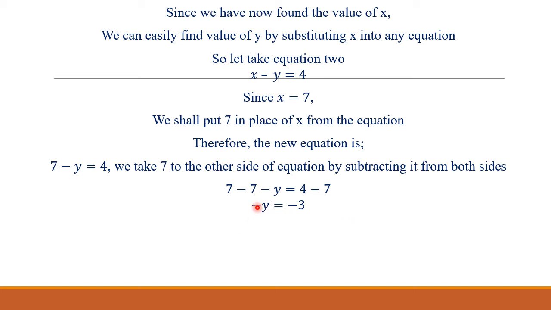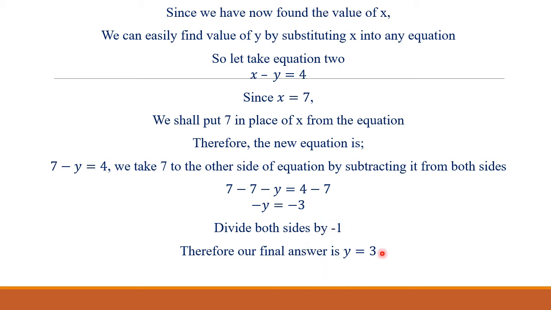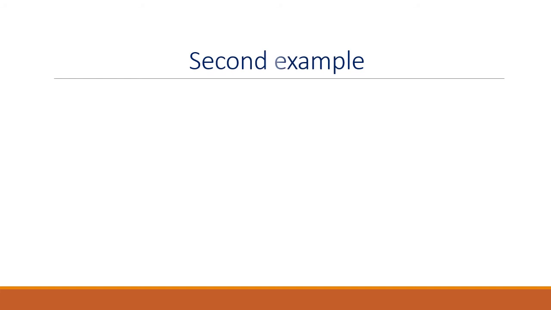Basically we have negative y is equal to negative 3, but negative is common on both sides, so we divide both sides by negative 1. Negative y all over negative 1, negative and negative cancel, so you remain with y. Negative 3 divided by negative 1, negative and negative cancel, and you remain with 3. So our final answer is y is equal to 3. That is basically how you solve simultaneous equations algebraically using the elimination method.